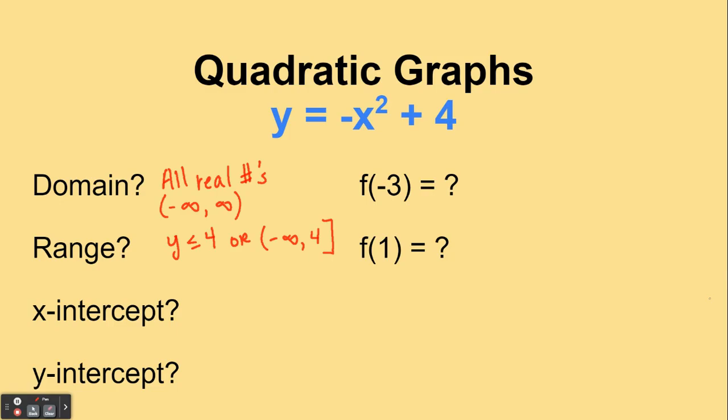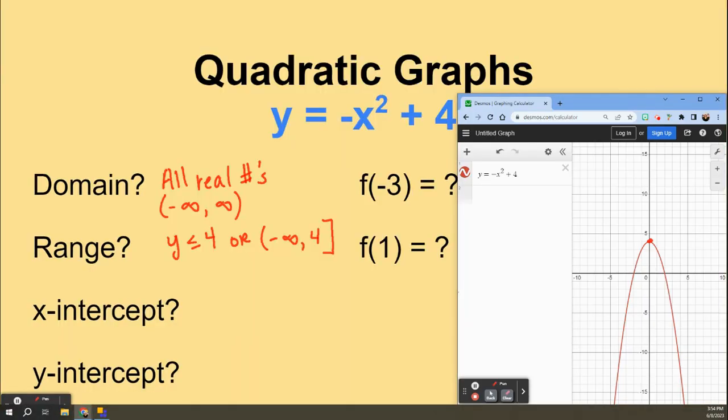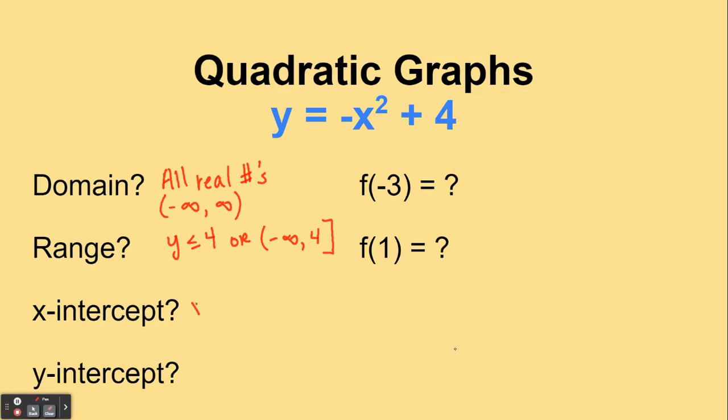Let's look at intercepts next. So on my x-intercept, you can see that I touch the x-axis here and here. It looks like I touch it at 2 and negative 2. And then, of course, the y-intercept I touch at 4. So my x-intercepts are at x equals 2 and negative 2. And my y-intercept is at y equals 4.